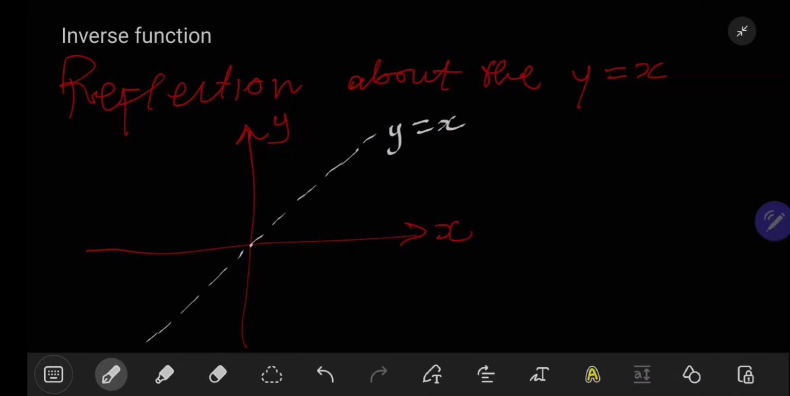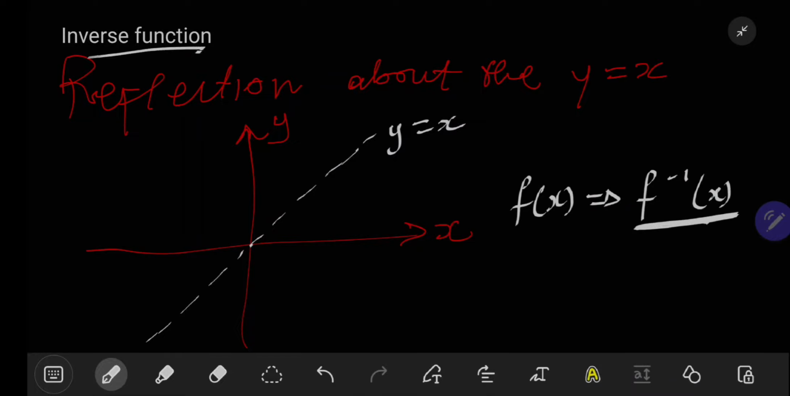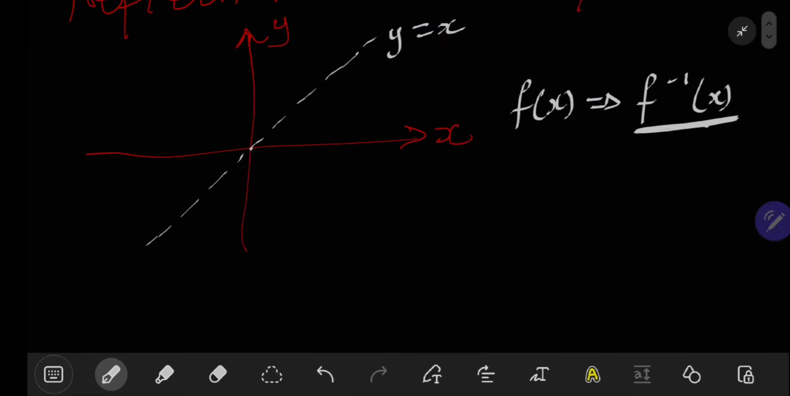Before we look at a straight line, let's talk about the notation of the inverse. We have a function f of x, which is the original function. To move from this to the inverse function, we denote it in this way: f to the power -1 of x. This is the notation for the inverse function. Because we are reflecting about the line y equals x, we are going to swap every x and y coordinate with each other.